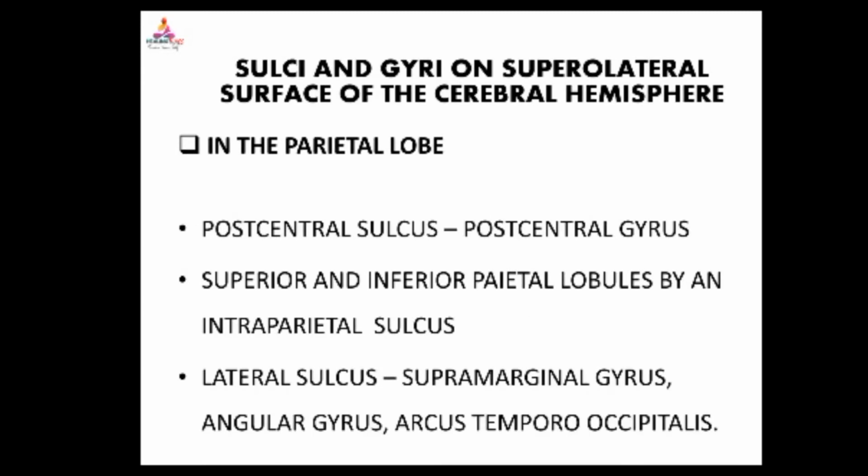Next is the parietal lobe. The postcentral sulcus runs downwards and forwards, a little behind and parallel to the central sulcus. The area between these two sulci is called the postcentral gyrus. The rest of the parietal lobe is divided into superior and inferior parietal lobules by an intraparietal sulcus, which runs horizontally backwards from the postcentral sulcus.